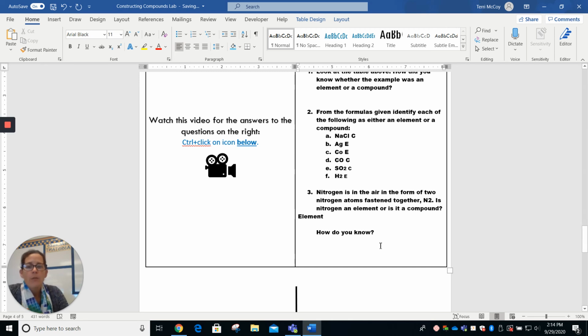Okay, how do we know? Hopefully you will put something in there. We looked for capital letters. There's only 1 capital letter in N2. So I know because there's only 1 capital letter that that is an element. Excellent work on this section.